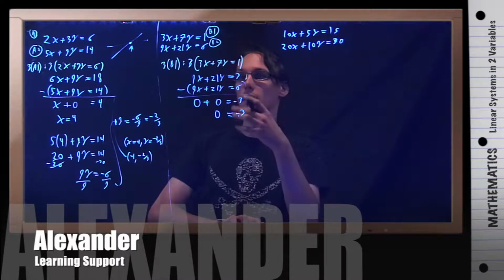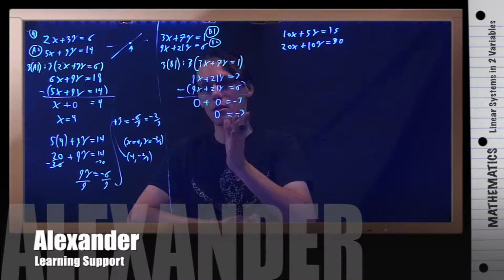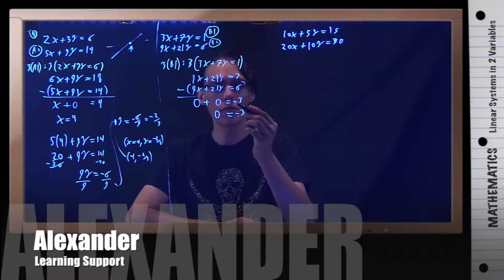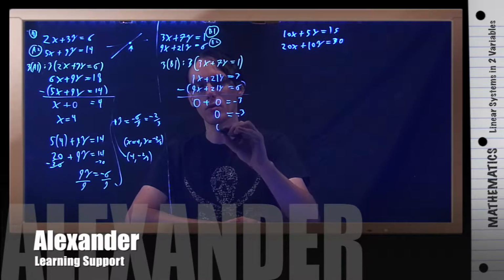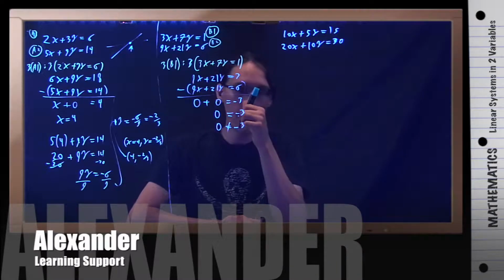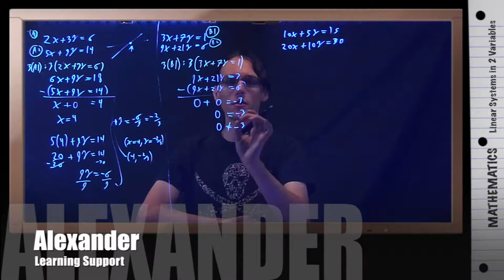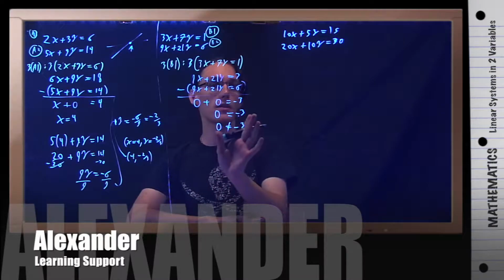I didn't make any mistakes in my algebra. I just got a statement that 0 equals negative 3, which, if you look at that, is clearly not true. 0 does not equal negative 3. That's just false. And yet I didn't do anything incorrect. So what's going on? What this means, if you've done all the steps correctly and this happens, you get just a false statement.